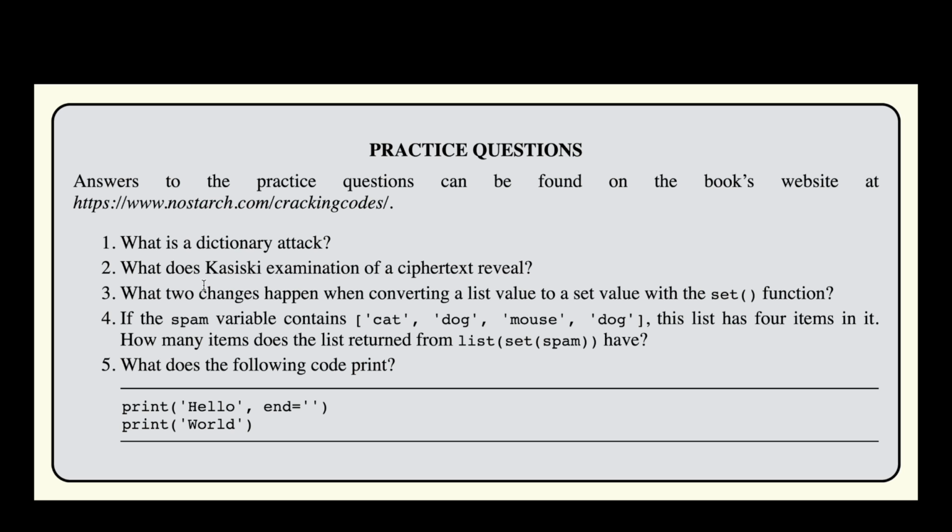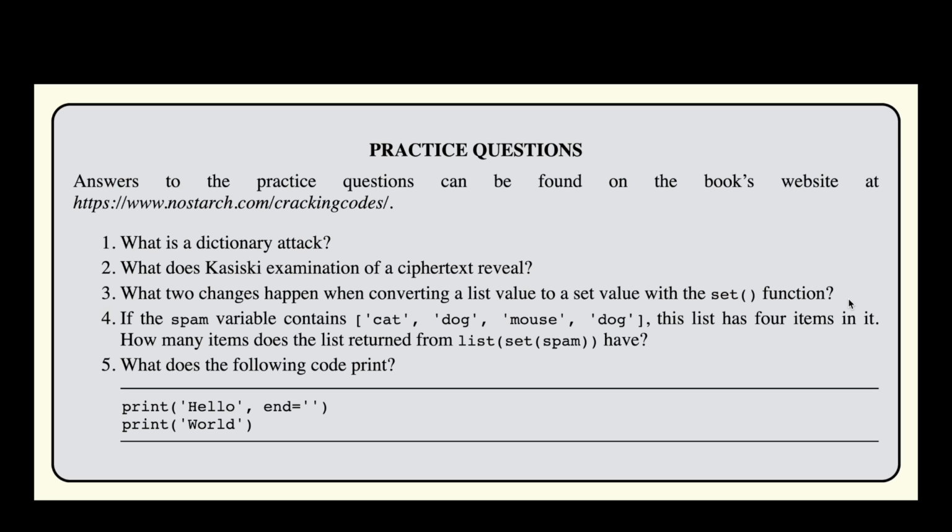So let's have a look at our practice questions, and the first question is, what is a dictionary attack? A dictionary attack is basically trying out all the different English words in a dictionary to see if any of those words have been used as a key to encrypt the Vigenère cipher, and then of course using that key to decrypt our message. The second question is, what does Kasiski examination of a ciphertext reveal? So the Kasiski examination can reveal the length of the key that has been used to encrypt a message using the Vigenère cipher.